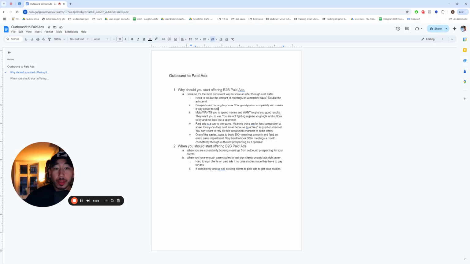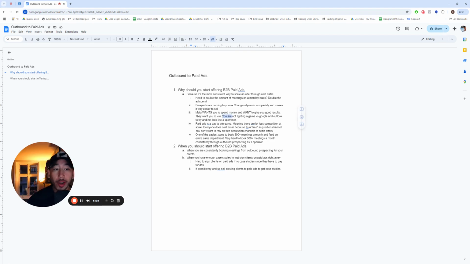The third point is that Meta wants you to actually spend money on these platforms, or any paid ads channel. They want you to spend your money to get traction, and they want to give you good results, because if you're getting good results, you're going to keep on spending money on the platform. So they are incentivized for you to win, right? They want you to win.